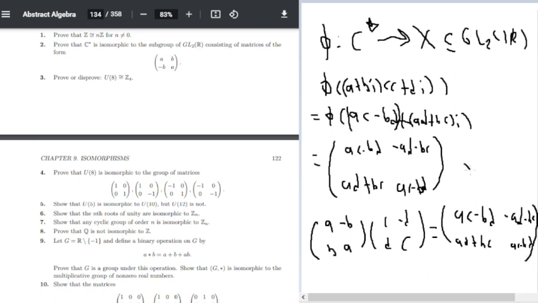So we can then show that there's equality between these two, which shows that this is equal to phi of a plus bi times phi of c plus di, which completes the proof.